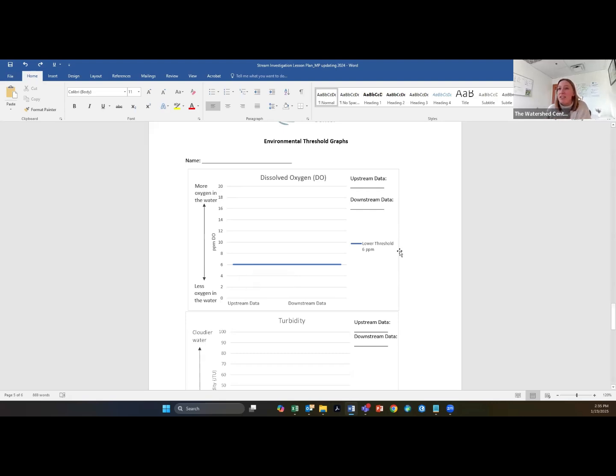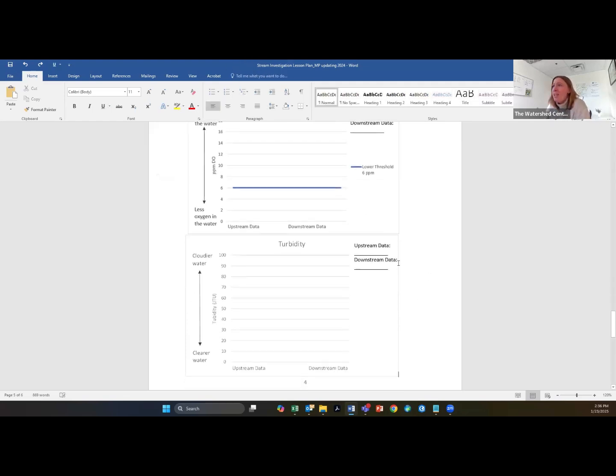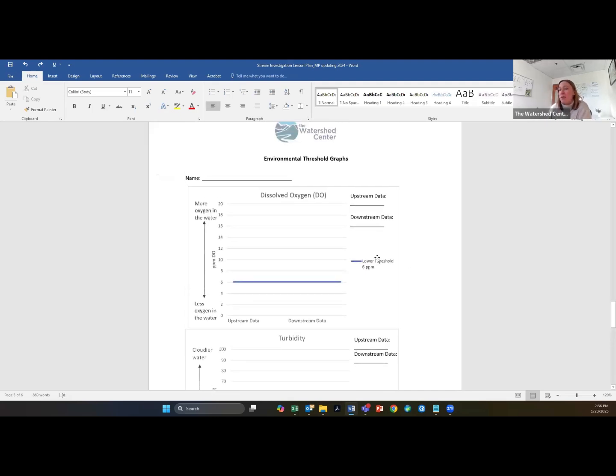So let's say that the students were on the upstream data side, they would make a bar graph here with their result. And they would write the actual number, the class average here. So for example, I would say, all right, we found a dissolved oxygen of 4 parts per million. Students would draw up to the 4 here, and they would write 4 parts per million here. And then we would talk about this lower threshold.